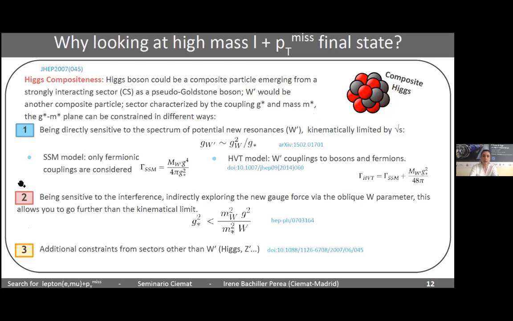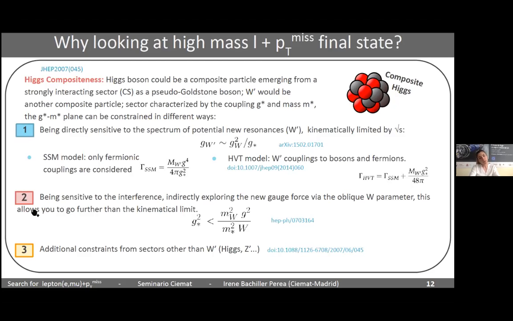We can do it in three different ways. First, we can be directly sensitive to the spectrum of potential new resonances from this analysis. And we can do it in two different scenarios: in an SSM scenario where only fermionic couplings are considered, or in an HVT model where the W prime couples not only to fermions, but also to bosons.